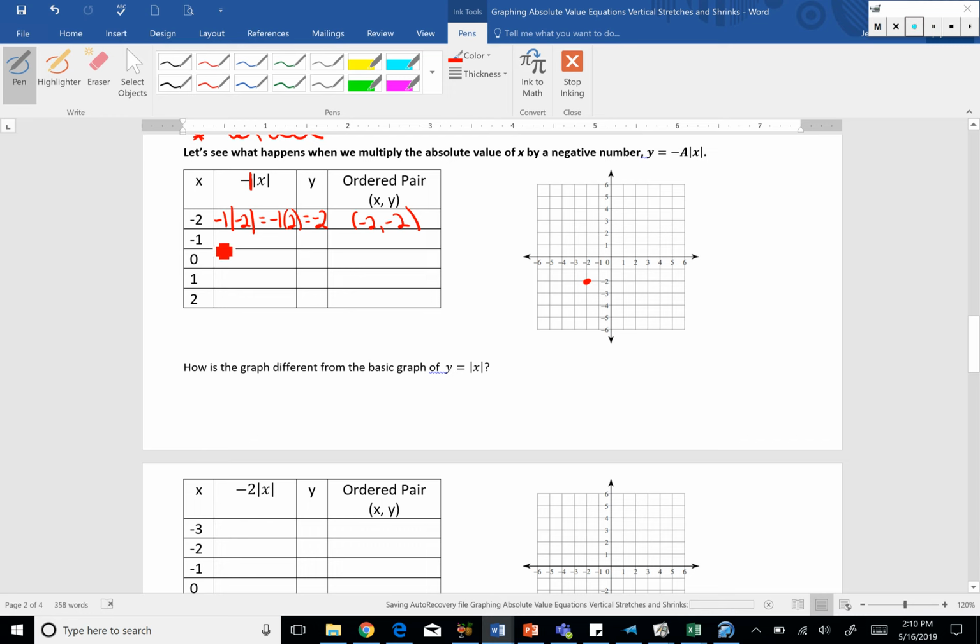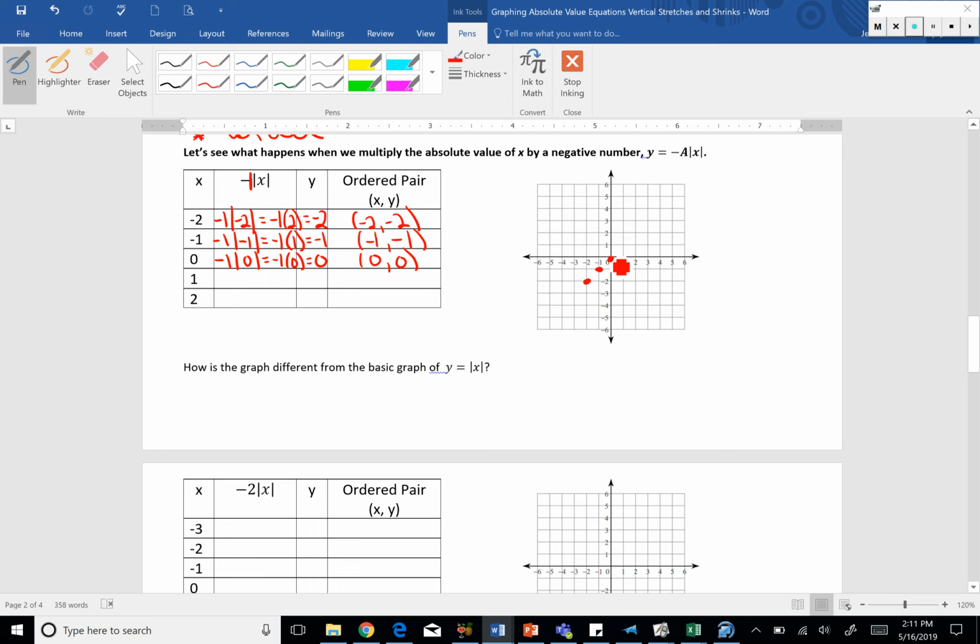Do the same thing. We put a -1 in those absolute value bars. The -1 becomes positive. Again, the only reason our final result is negative is because there's a negative 1 I'm multiplying by. What's going to happen when I have that 0 in there? It's going to be 0. So we got a 0, 0 right there.